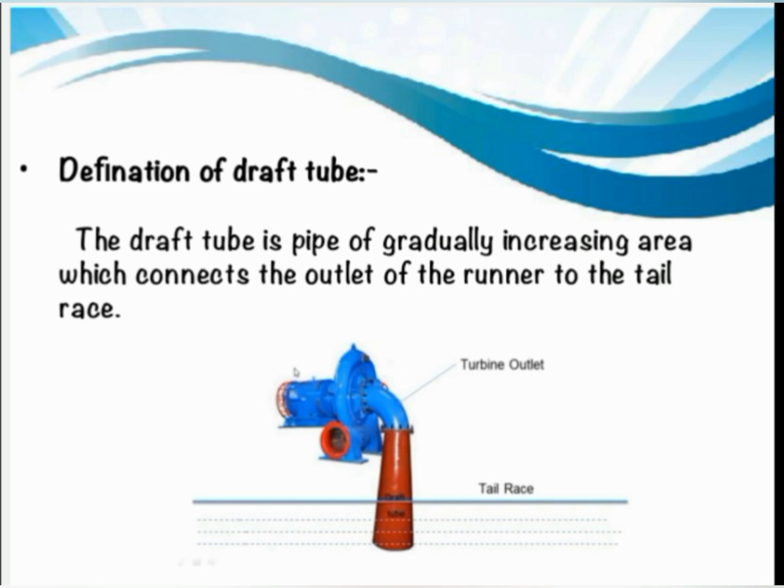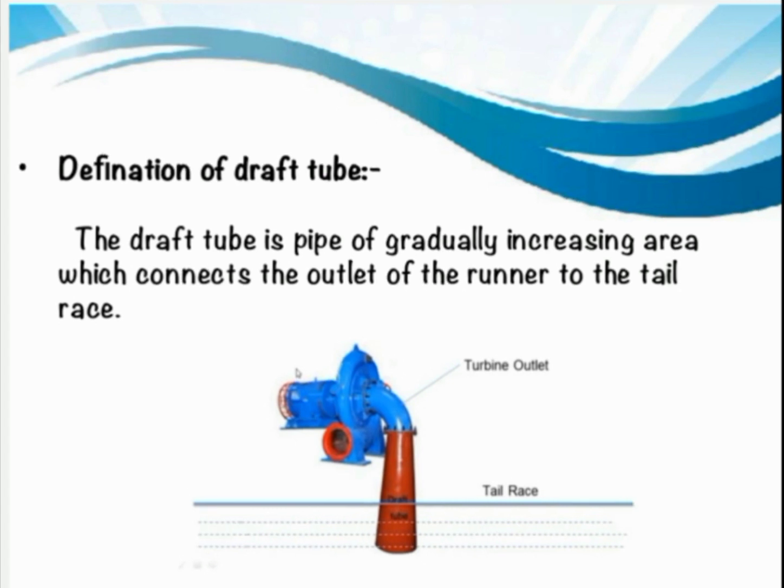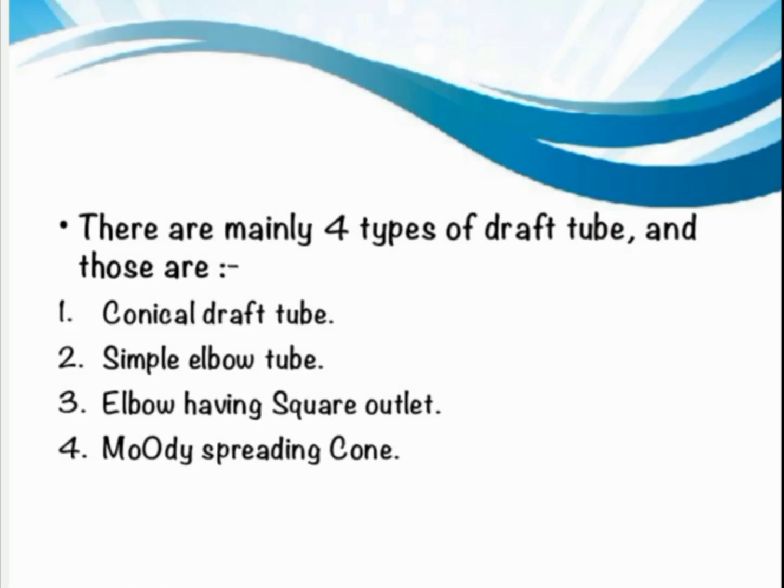The cross section is circular, which means it looks like a frustum cone. At the inlet of the draft tube, the water coming out from the turbine is supplied to the draft tube with a higher kinetic energy and less than atmospheric pressure. There are mainly four types of draft tubes.